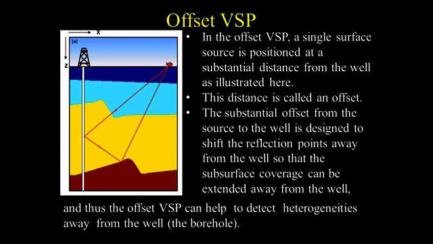The substantial offset from the source to the well is designed to shift the reflection points away from the well, so that the subsurface coverage can be extended away from the well, and thus the Offset VSP can help to detect heterogeneities away from the well, or the borehole.